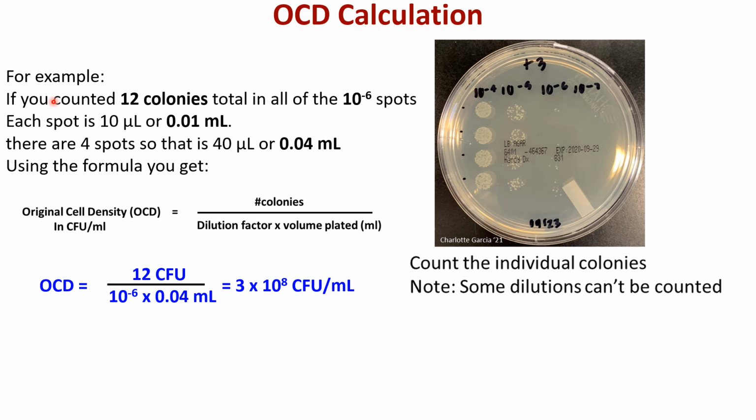Okay, so let's have an example here. Say you counted 12 colonies total in the 10 to the minus 6 spots. I went through and counted them, and I hope I'm correct. I counted 12 colonies in all the 10 to the minus 6 spots. So we know the number of colonies. We know the dilution factor is 10 to the minus 6. What's our volume? Each spot is 10 microliters, so this is 40 microliters, or 0.04 milliliters. We now have all the variables determined, so we can determine what the original cell density was. We have our 12 colonies, and our 10 to the minus 6 dilution factor multiplied by our volume, which is 0.04 milliliters, and we get 3 times 10 to the 8th colony forming units per milliliter.